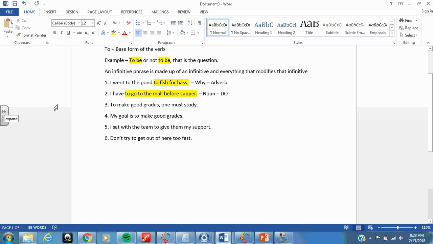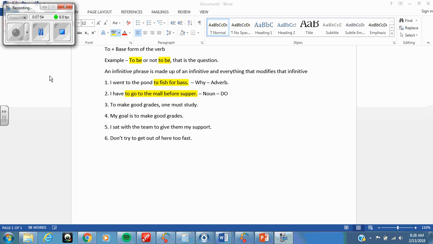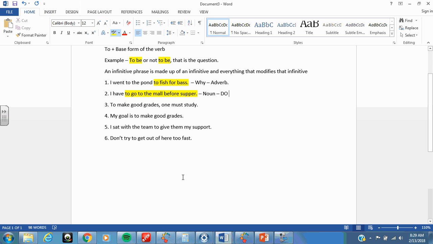To make good grades, one must study. What is the infinitive phrase in the sentence? I apologize for the pausing. It's generally when I'm going into a coughing fit. So to make good grades, there's one big hint that it's probably not a noun. I can take it out of the sentence and it would still make sense. One must study. But generally speaking, if something is separated from the sentence by a comma, it is not necessary to the sentence and it's probably not acting as a noun.